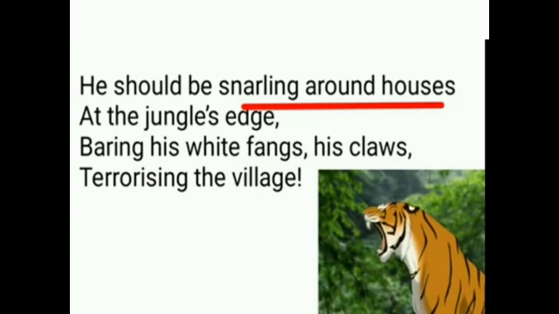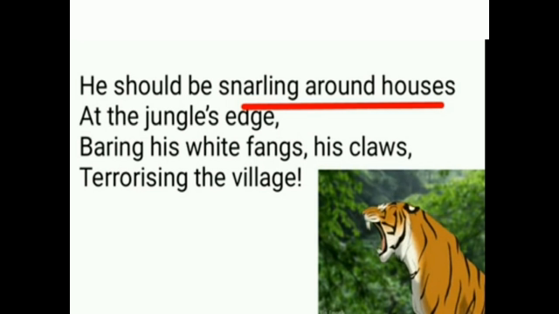He should be snarling around houses at the jungle's edge, baring his white fangs, his claws, terrorizing the village. Snarling means what? Making an angry warning sound. Edge, border. Baring, showing. Fangs, long sharp teeth. Claws, sharp, usually curved nails on the foot of an animal.